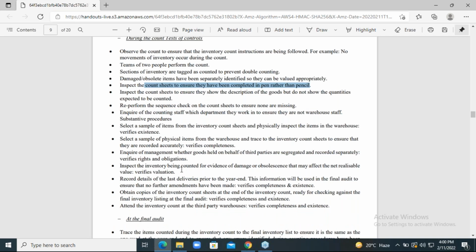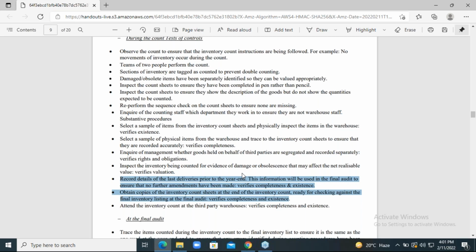And the most important and very crucial procedures during the inventory count are these ones, like record detail of last deliveries prior to the year end, because these GRNs, meaning goods received notes, and goods dispatch notes, these documents are very relevant here to confirm the cut-off assertion of income statement heads. So what the auditor does at year end, the last goods received and the last goods delivered are checked, are tagged that these are the last ones.